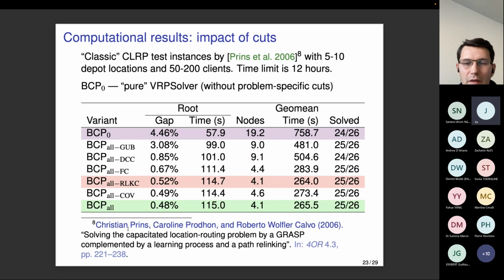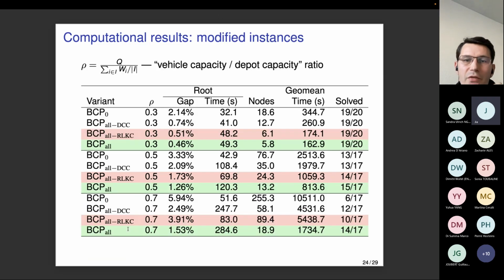And also to confirm that hypothesis, we generated modified instances in which this ratio between the vehicle capacity and depot capacity is increased. It means that the relative vehicle capacity will be larger to the depot capacity. And once we start to increase the vehicle capacity in comparison to the depot capacity, the first thing we can notice is that the instances become much harder.